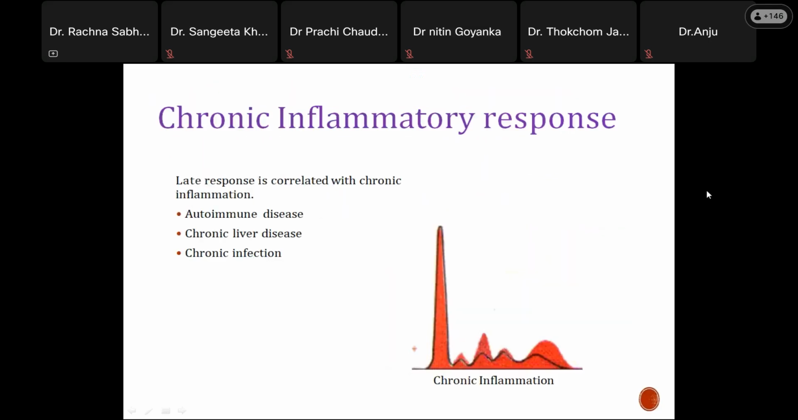Now, chronic inflammation. The late response is correlated with chronic inflammation. A comparison is shown here. We can see these in autoimmune diseases, in chronic liver disease, chronic infections. There is also a rise in the band of the beta region.